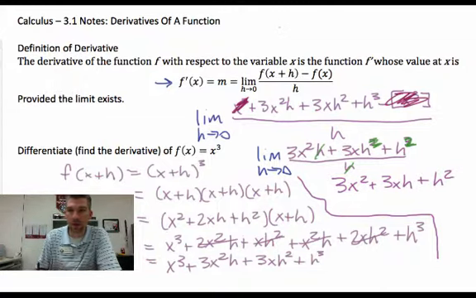And when I put 0 in for the h's, because that's what I'm looking at, I'm looking at the limit as h goes to 0, I'm left with 3x squared. So for this particular problem, we would say that f prime of x is equal to 3x squared.